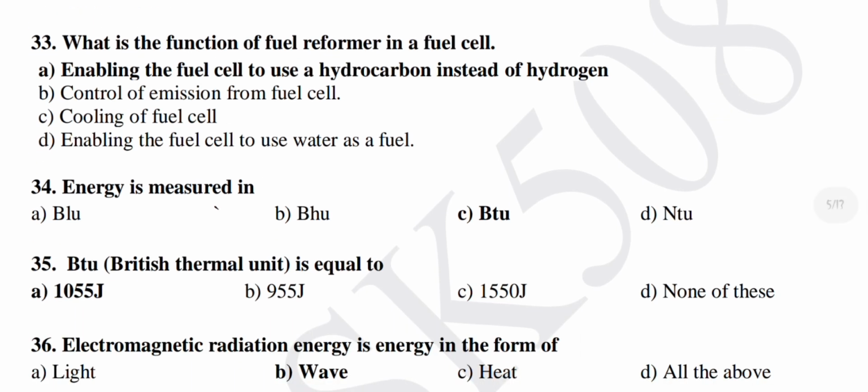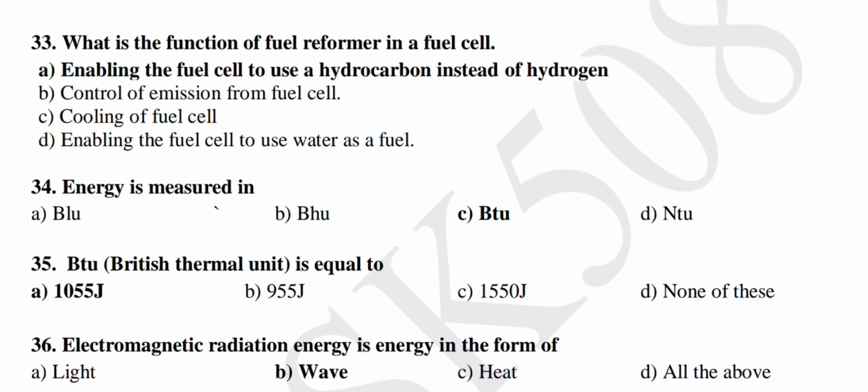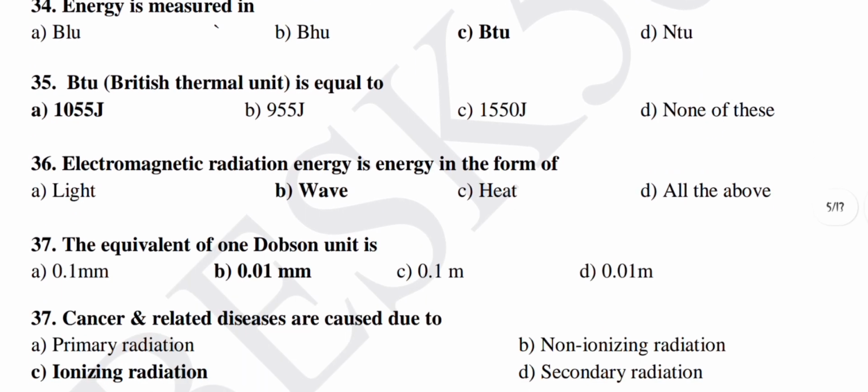33. What is the function of a fuel reformer in the fuel cell? Enabling the fuel cell to use a hydrocarbon instead of hydrogen. Energy is measured in BTU. BTU, the British thermal unit, is equal to 1055 J.